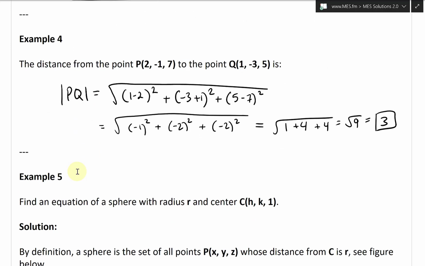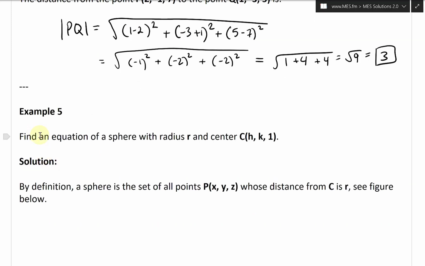All right, so now let's take a look at example 5, and this one states: find an equation of a sphere with radius r and center (h, k, l). Actually, not 1, it's actually L. The calculus book writes L lowercase, but for me, I like using capital case, just because it's easier and it doesn't look like a 1. I sometimes write 1 like that. So this is how it writes L lowercase, and I'll just write it as capital L. So find an equation of a sphere with radius r and center C, with coordinates h, k, and L.